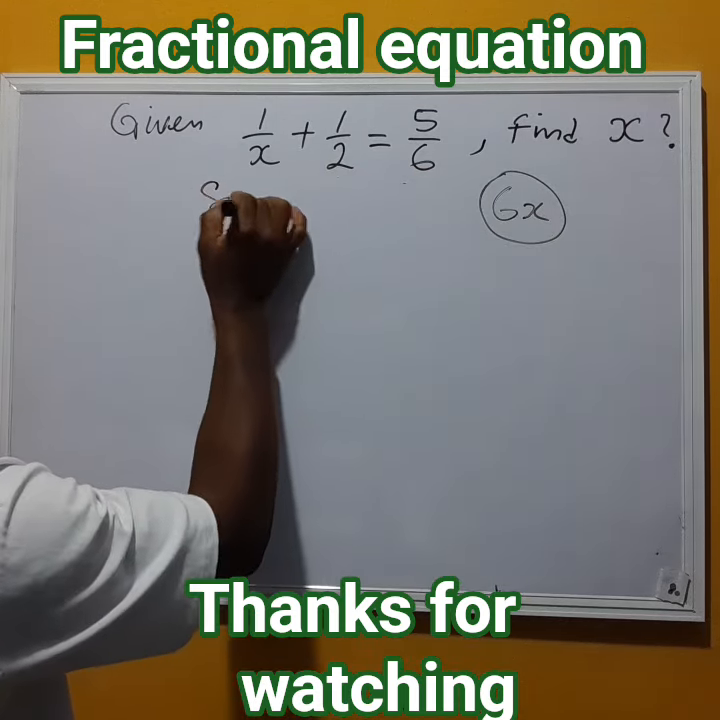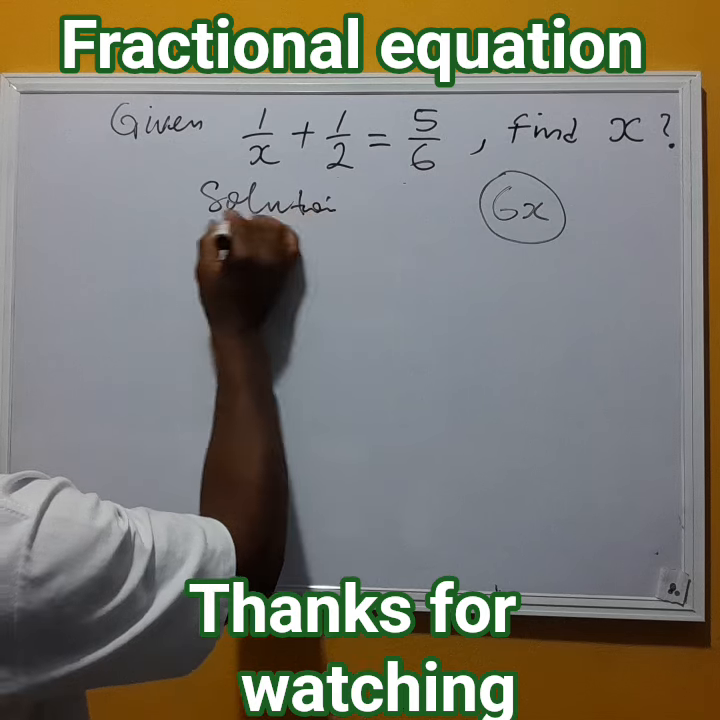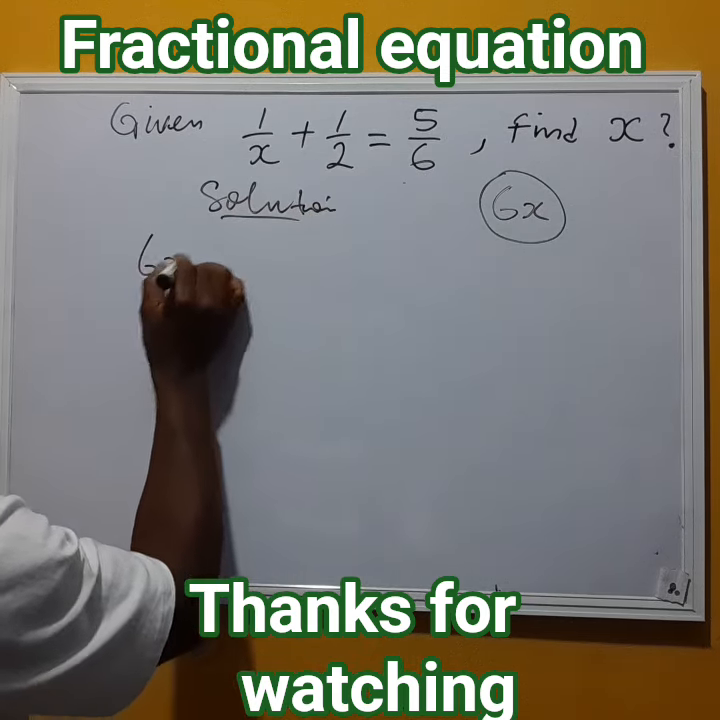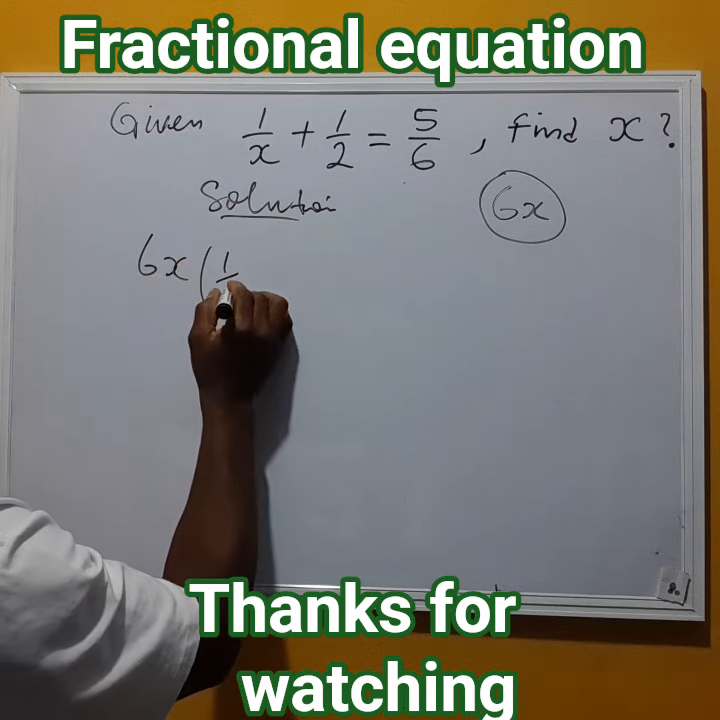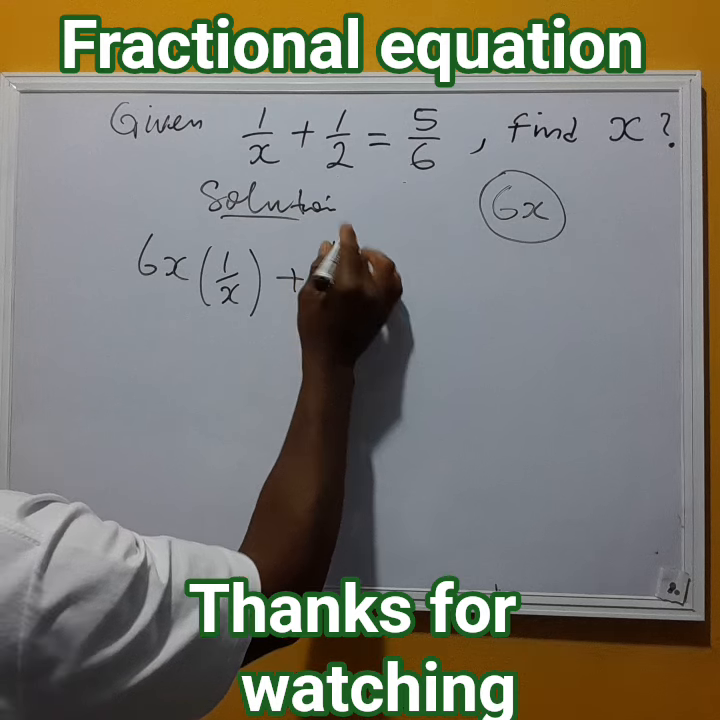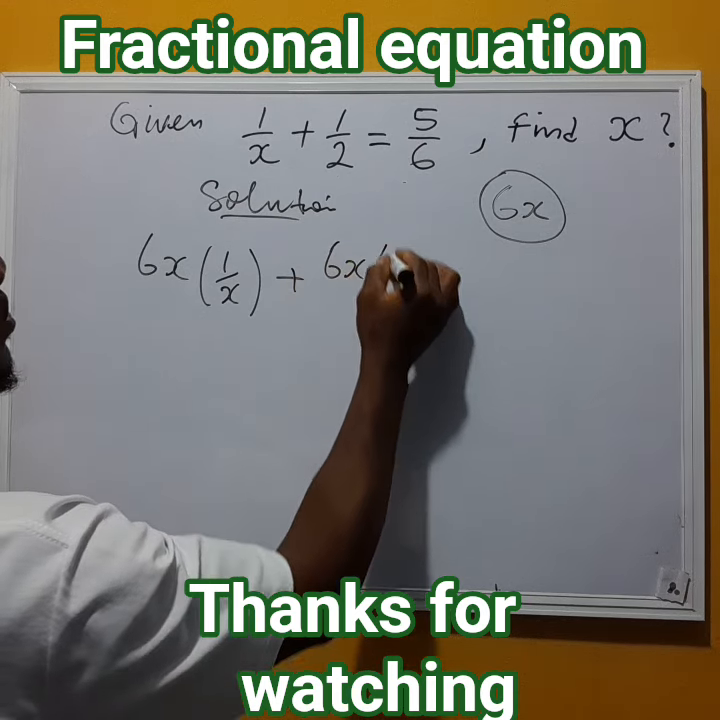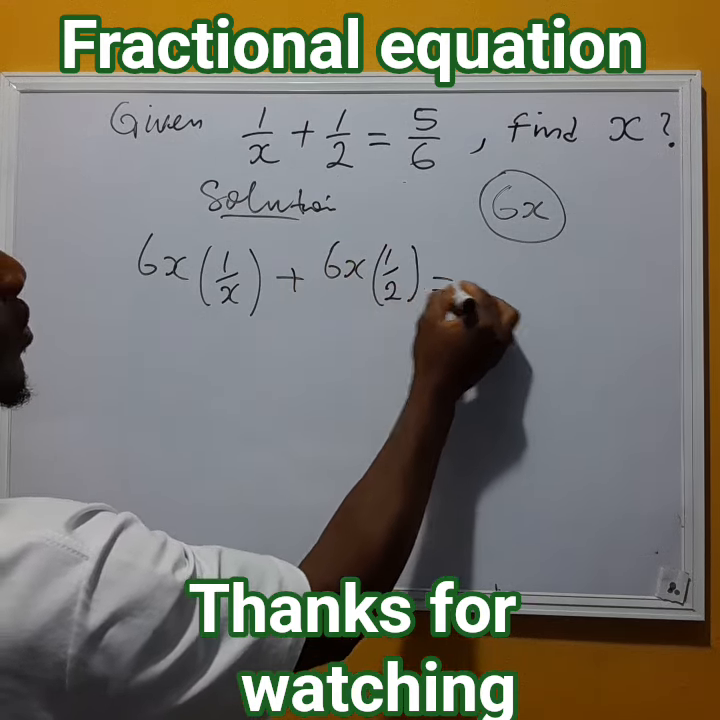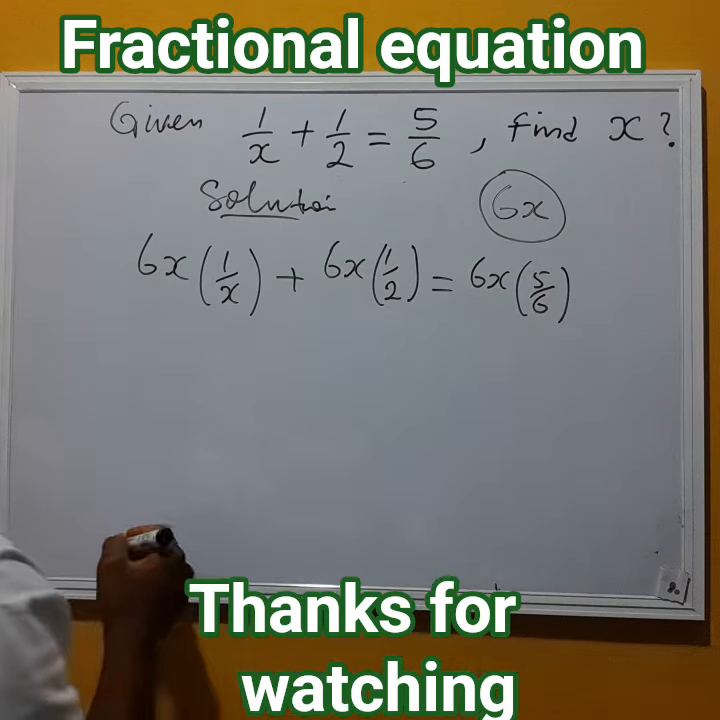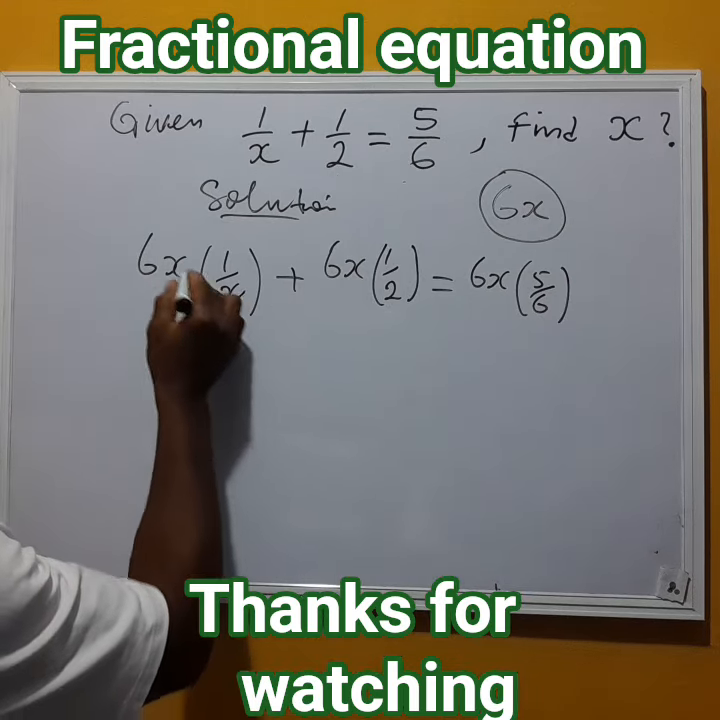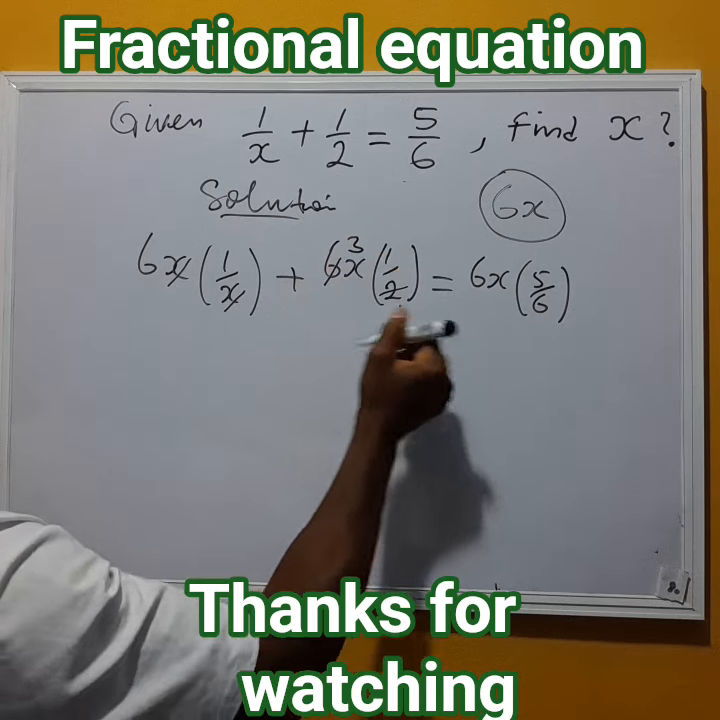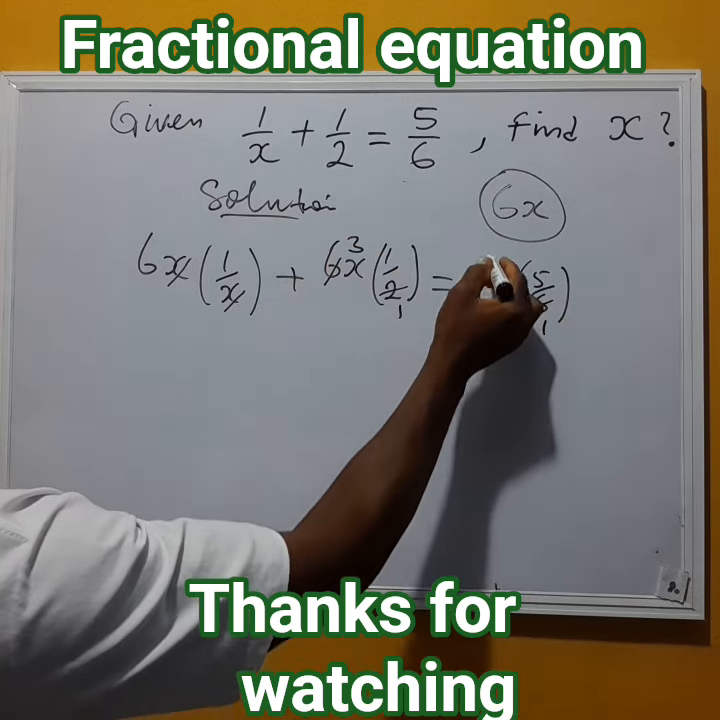So let's go. Solution: the LCM of the denominators, which is 6x, okay? Use it to multiply each term. So you have 6x times 1 over x plus 6x times 1 over 2 equals 6x times 5 over 6. So from here you observe that x will go with x, 2 here 1, 2 here you have 3, okay, 6 here 1, 6 here 1.